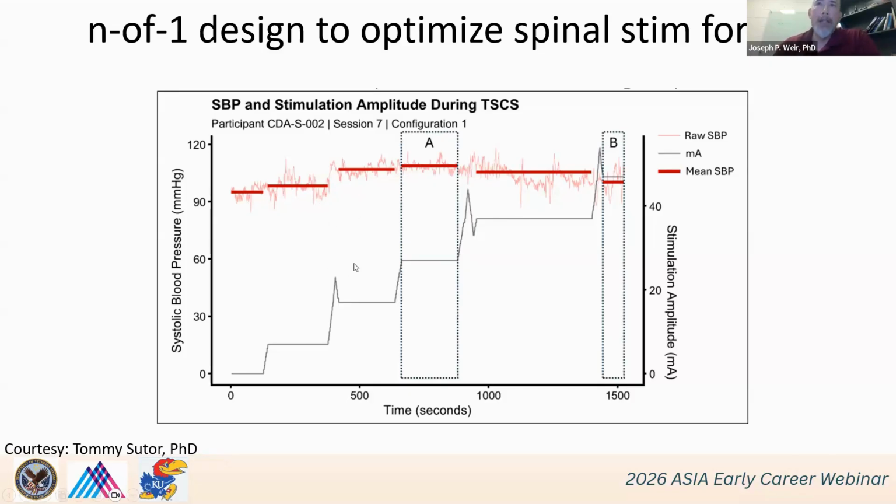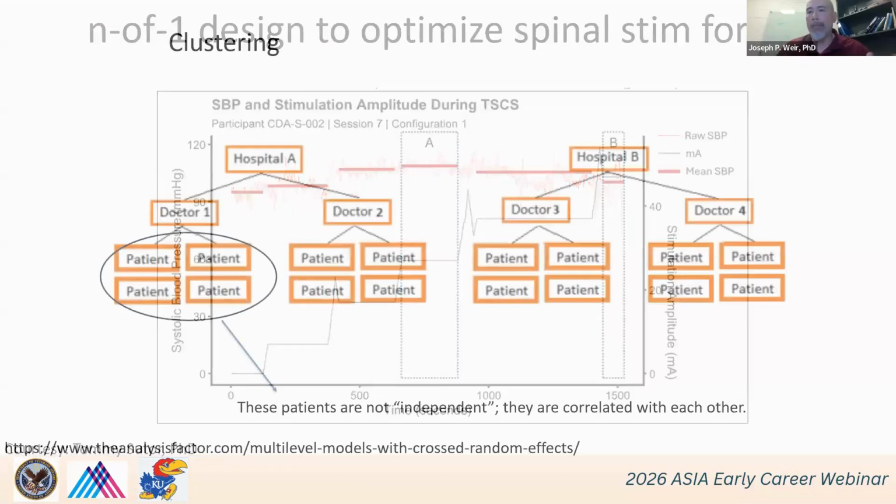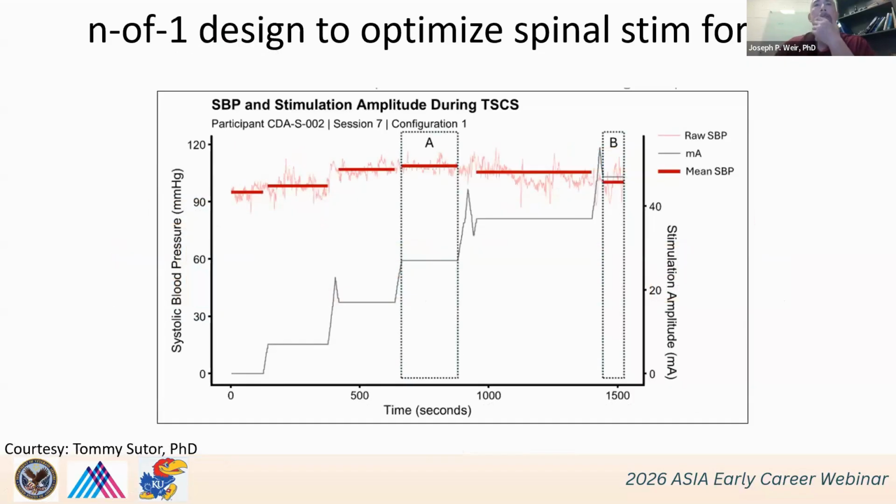And to further complicate this, the goal is not to make the blood pressure as high as we can. The goal is to normalize the blood pressure. And, Tommy can correct me, but I think we're trying to center it around 120 millimeters of mercury with maybe a plus or minus 10 millimeter mercury range around that. So some of our analyses actually are binary. Is a given pressure in the optimal range or is it outside the optimal range? And then you're looking at some sort of variant of a logistic regression type of approach.